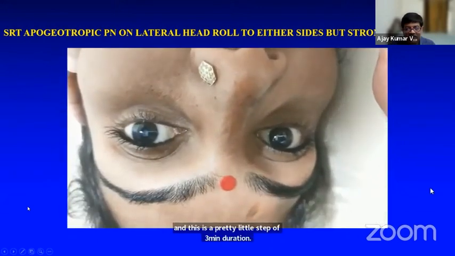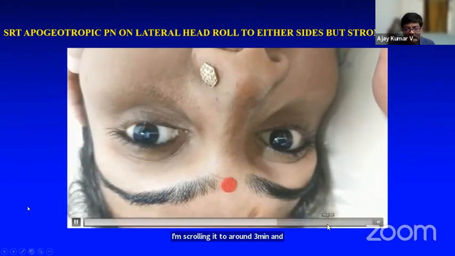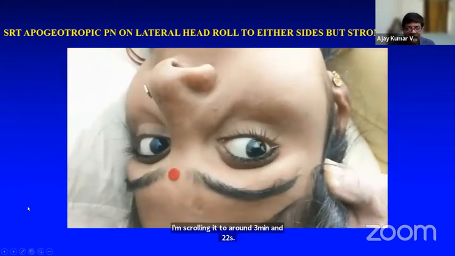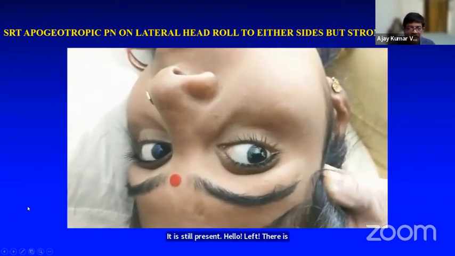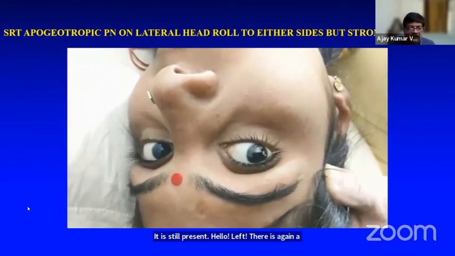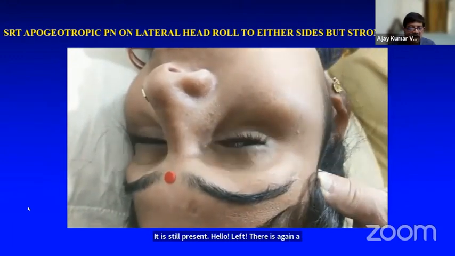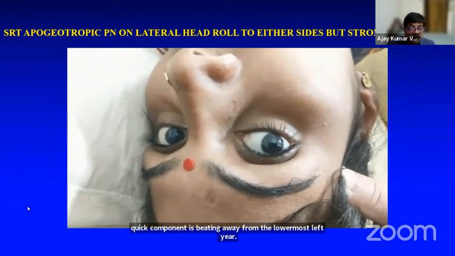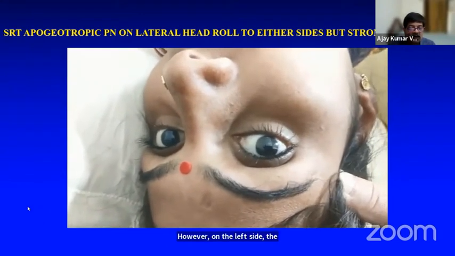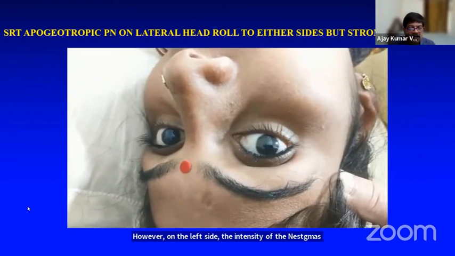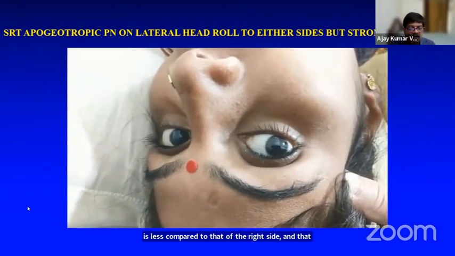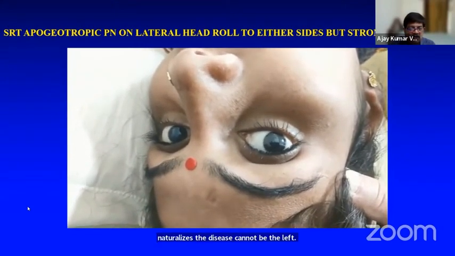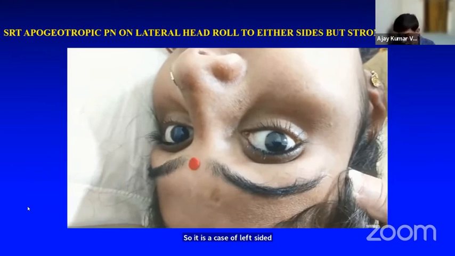It is still present. And on lateral head roll to the left, there is again an apogeotropic nystagmus. The quick component is beating away from the lowermost left ear. However, on the left side, the intensity of the nystagmus is less compared to that on the right side, and that lateralizes the diseased canal to be the left. So it is a case of left-sided horizontal semicircular canal cupulolithiasis.